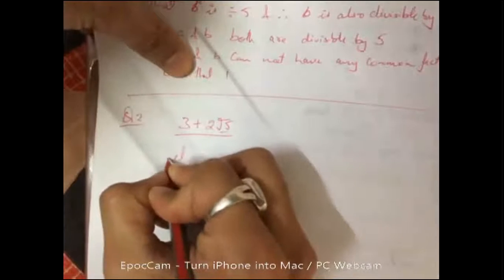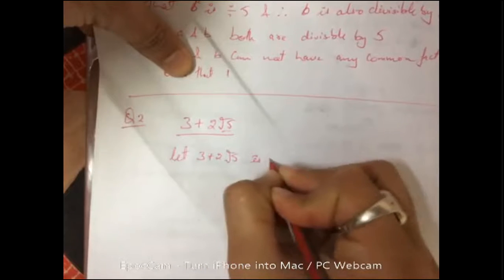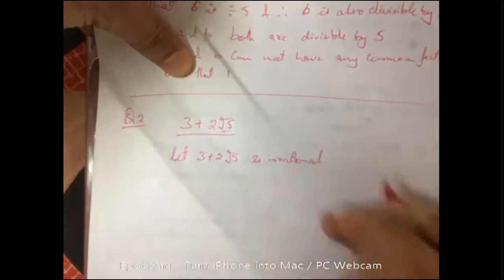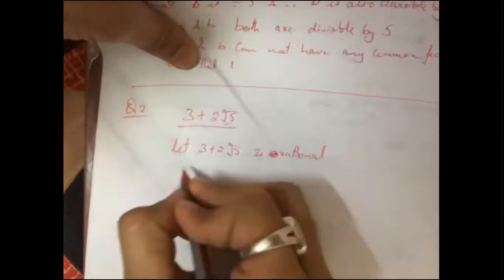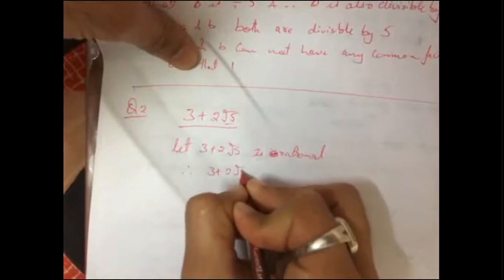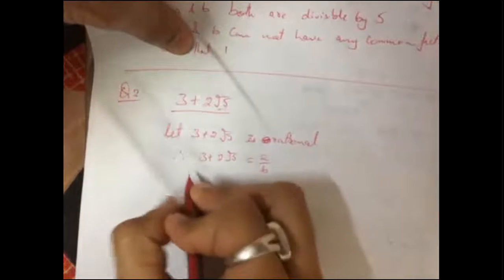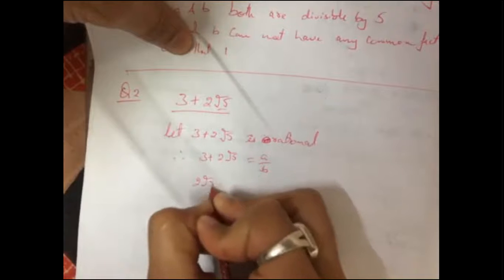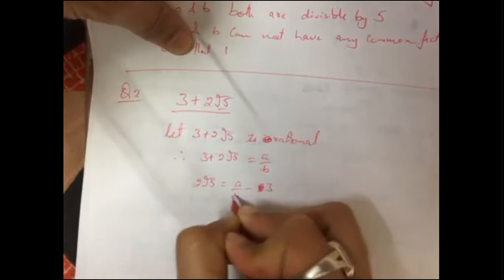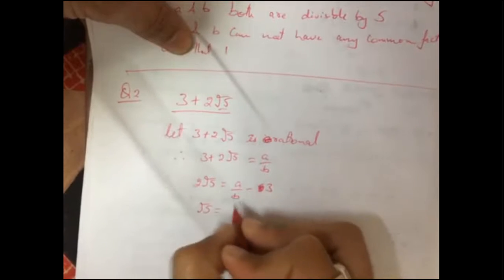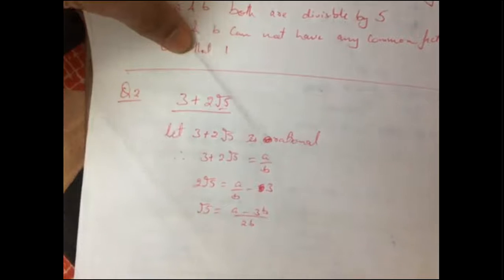Let 3 plus 2 root 5 be rational. Therefore, 3 plus 2 root 5 equals a by b. We can write it in this form. And this will become 2 root 5 equals a by b minus 3. Root 5 will equal a minus 3b upon 2b.